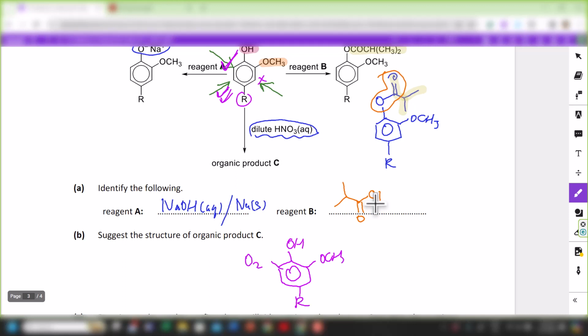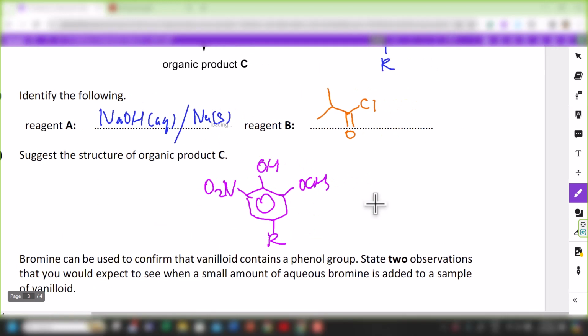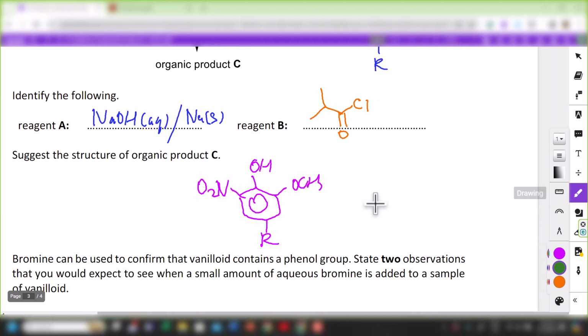I'll write NO2 as O2N. Why is that the case? Because if I expand the O2N out, I'm just going to expand it for you to see. It actually looks like this. There's an N here, a double bond to O, and a dative covalent bond towards O.